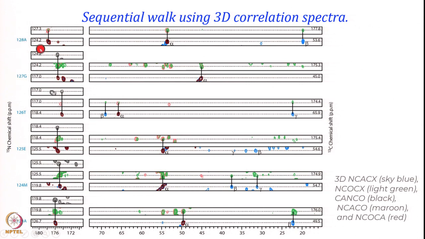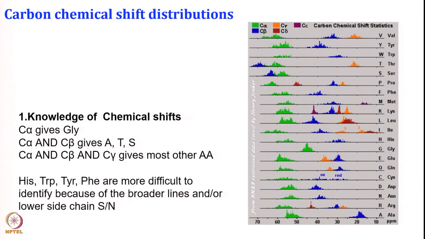So from 128, we can walk to 127, 126, 125, 124, 123 using these assignments. If we assign all of those, now we have the values of C alpha, C beta, CO, so what is the obvious next step? We know that these chemical shifts are quite deterministic of the secondary structural information.